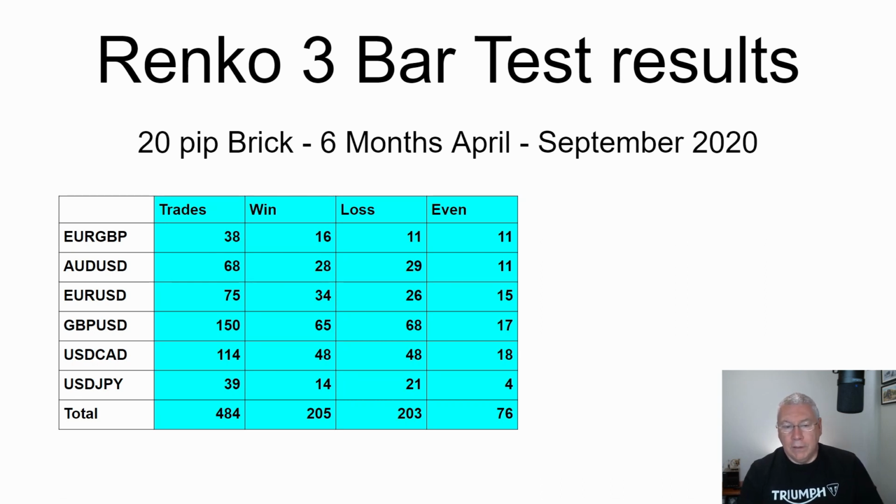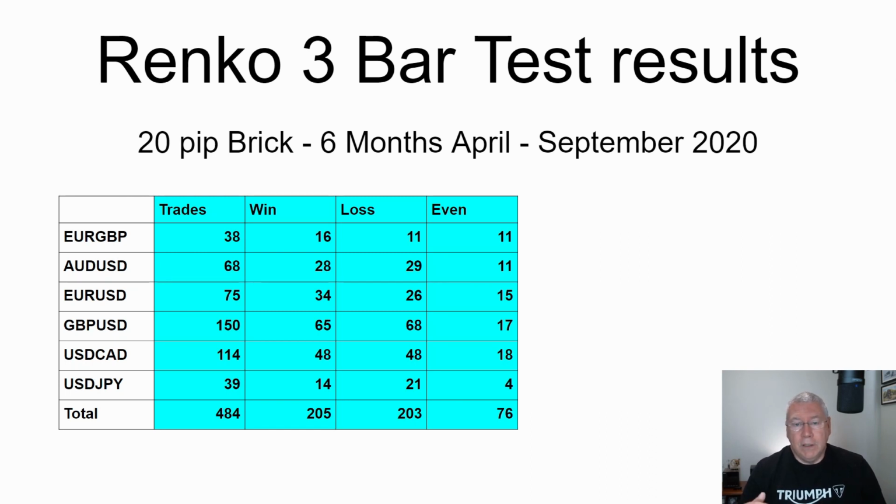And you can see in the table here that for euro pound, my win-loss ratio was better than 1 to 1. Aussie dollar was about even, euro slightly better. In general though, if you look at the totals, 205 wins, 203 losses, 76 break even, total of 484 trades over that 6-month period. It didn't appear to be a strategy that had an edge in terms of number of wins. But then of course you have to look at how big the win is compared to how big the loss. And remember, the wins are potentially unlimited if the trend continues.